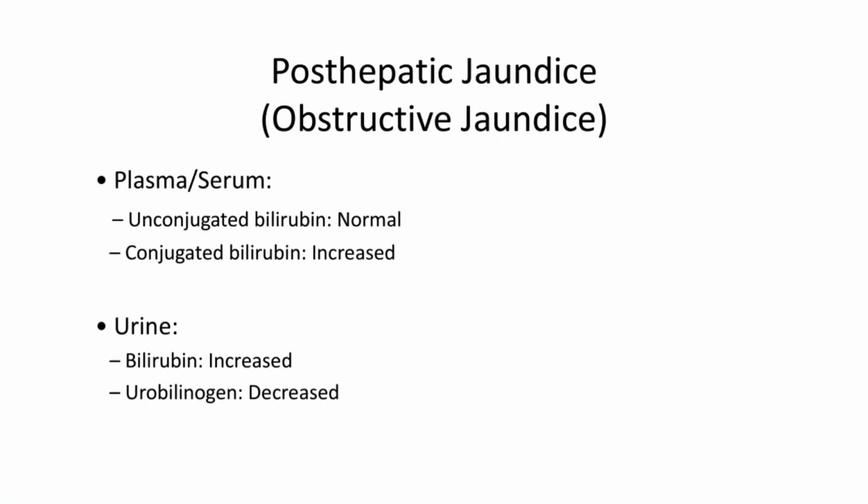Post-hepatic jaundice, also called obstructive jaundice. This occurs when bile ducts are blocked and bilirubin cannot reach the intestine. Plasma will show normal unconjugated bilirubin but elevated conjugated bilirubin. In urine, bilirubin is increased because conjugated bilirubin is water-soluble and backs up into circulation. Urobilinogen, however, is decreased since conjugated bilirubin cannot reach the intestine to be converted.